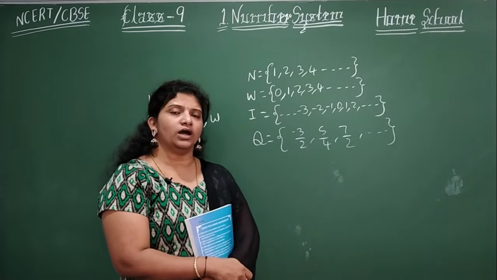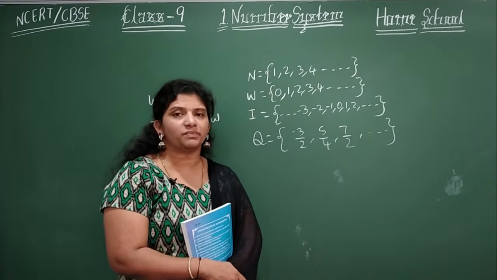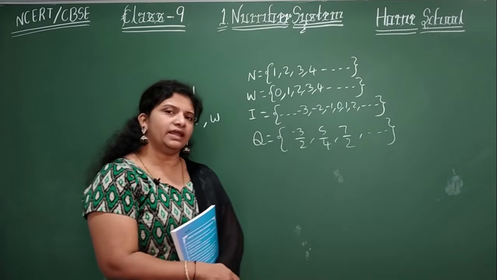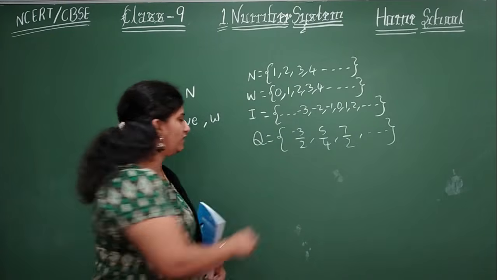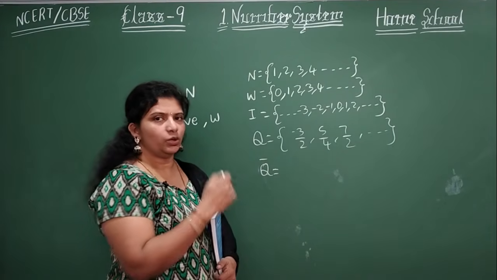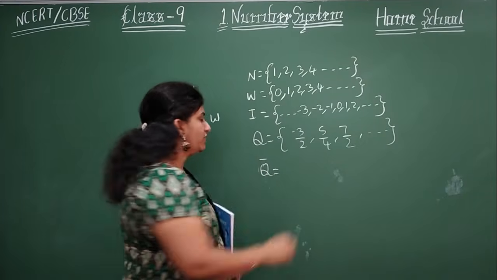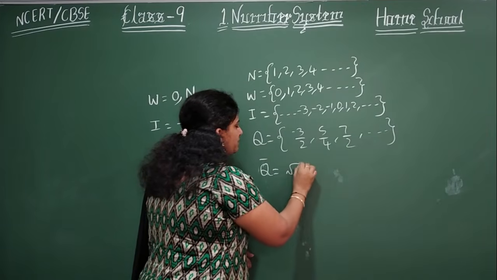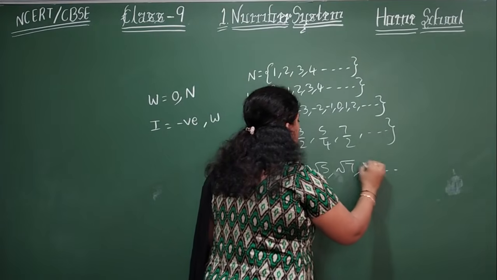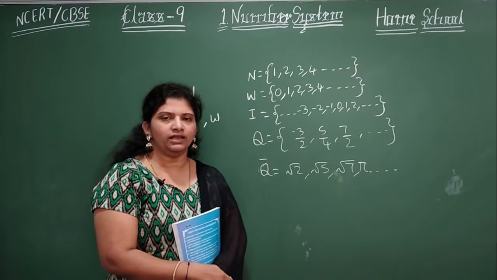Now coming to irrational numbers. What are irrational numbers, children? The numbers which we cannot represent in the form of rational are called irrational. Q bar means it is not a rational number. Q is rational, and if it is not rational, we represent it with Q bar. So what are the irrational numbers here? Root 2, root 5, root 7, and so on, along with pi. All these numbers are called the irrational numbers.